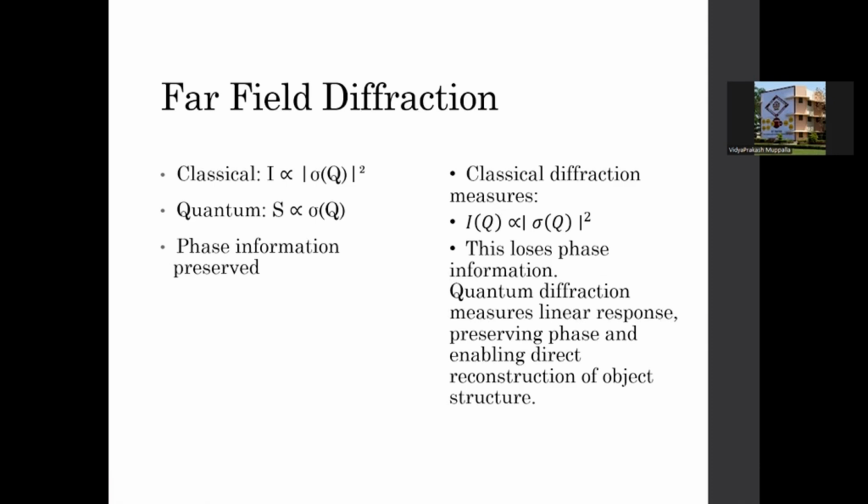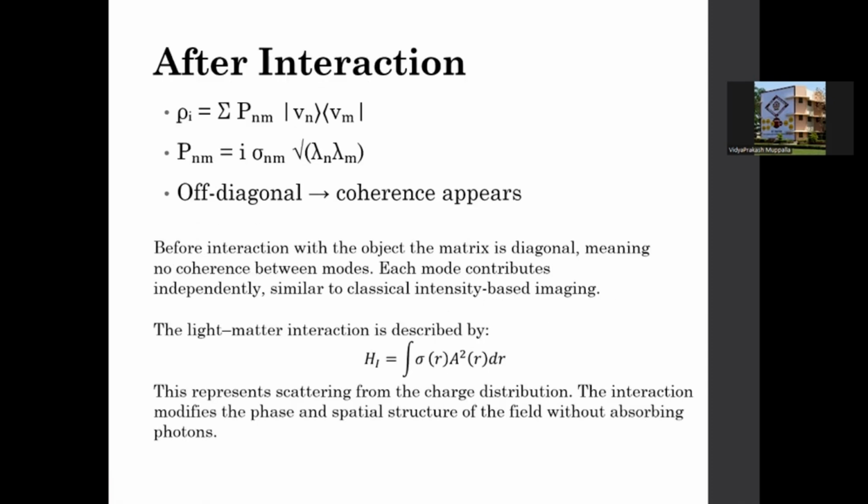Coming to what I was discussing, in the classical picture the intensity is proportional to sigma squared, but in quantum it's linearly dependent. This is the matrix after the interaction, after the object. The density matrix changes and the off diagonal terms come into the picture as the coherence appears. After the signal photon interacts with the object, the reduced density matrix of the idler photons changes. Instead of being purely diagonal, it now contains off diagonal elements too. These off diagonal elements represent coherence between different Schmidt modes.